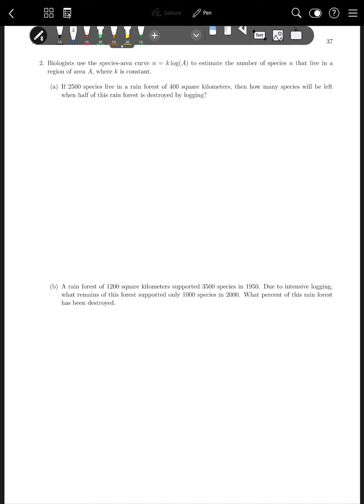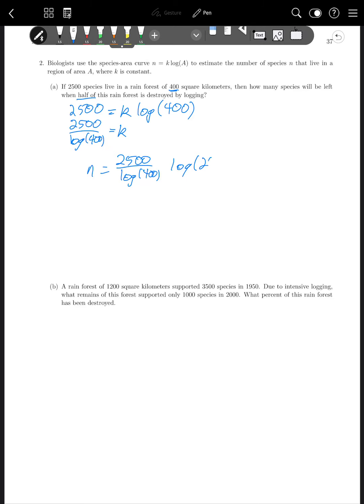Okay, so the first thing we have to do here is we need to figure out what k is. So they give us an example of the number of species equals k times the log of the area. Okay, so k is going to equal 2,500 over log of 400. And so now we can use that information along with the fact that half the rainforest is destroyed. Well, if half of the rainforest is destroyed, then we only have 200 square kilometers left. So we can do n equals our k, 2,500 over log of 400 times log of 200.